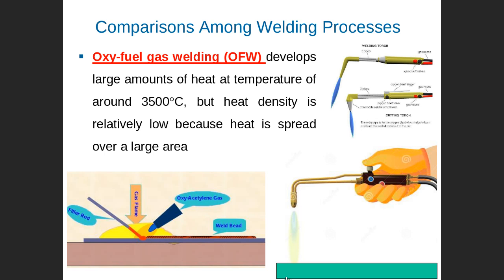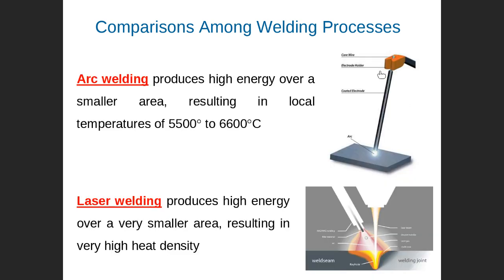Compared with what? Compared with other types of welding like arc welding. In arc welding, the area here is smaller. In laser welding, the area is very, very small compared even with this one. In laser welding, the area is on a micro scale, a fraction of a millimeter.